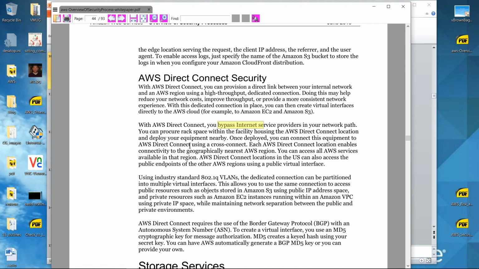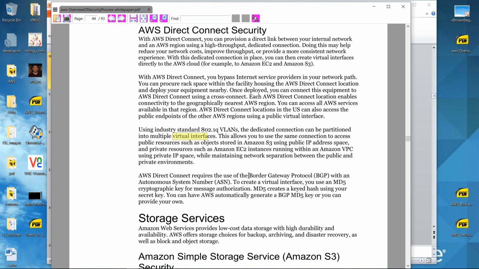This takes more time, but this is more secure, and they use the standard 802.1Q VLAN to do the partitioning for the virtual interfaces. This is how you connect. I'm not sure this is being asked, but you have to configure BGP on the virtual interface.